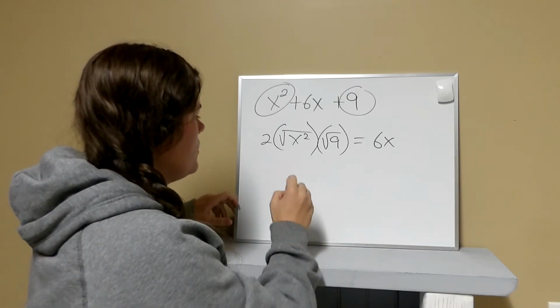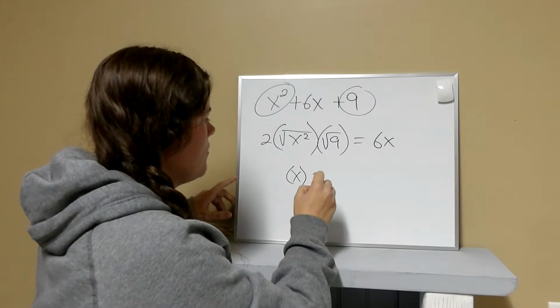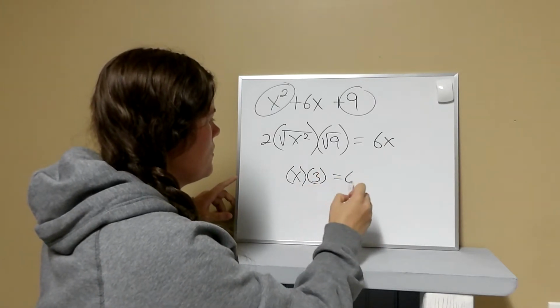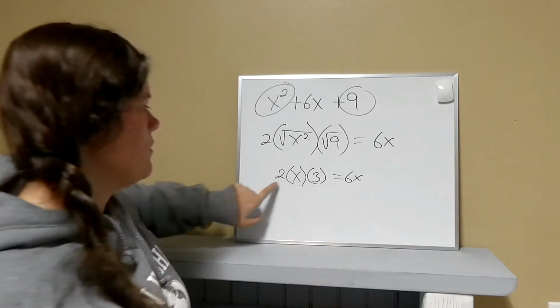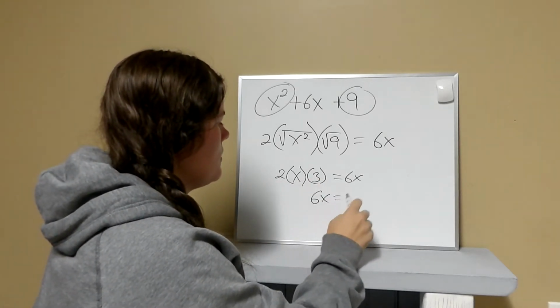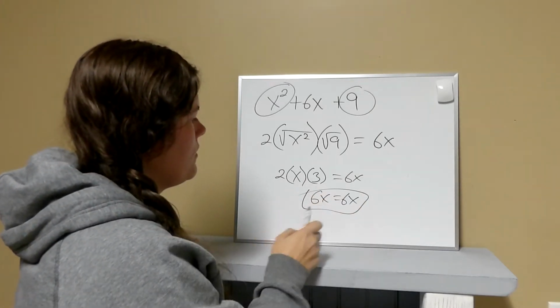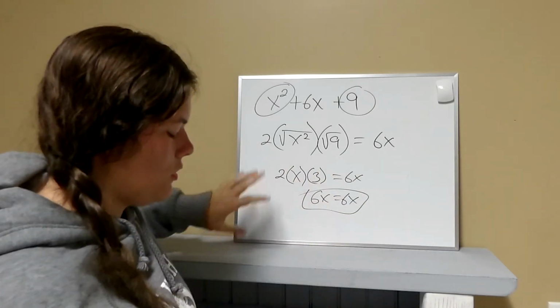So then you would do x times 3 equals 6x. So 2 times x is 2x, times 3, so that would be 6x equals 6x. So then you would have it. So that would be what you would do.